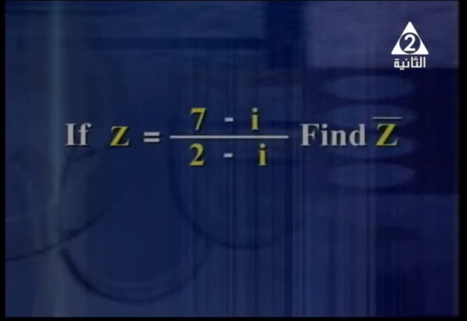If we have z equals (7 minus i) over (2 minus i), find the conjugate of z. Remember what we mean by the conjugate of z. When we have a complex number x plus yi, its conjugate is x minus yi. Look at the solution. This complex number has denominator 2 minus i. We simplify z by multiplying by its conjugate 2 plus i, up and down.